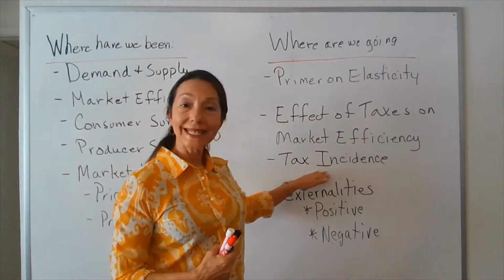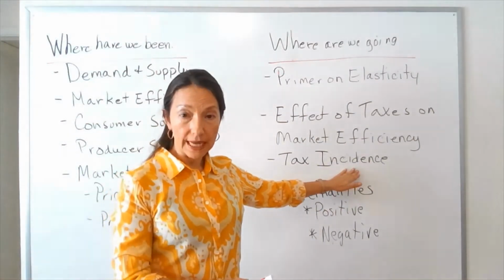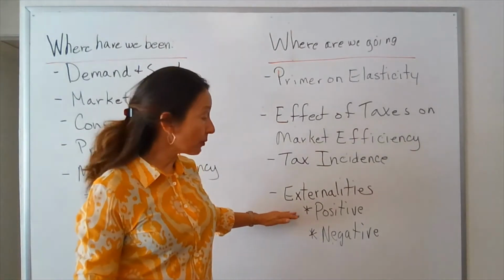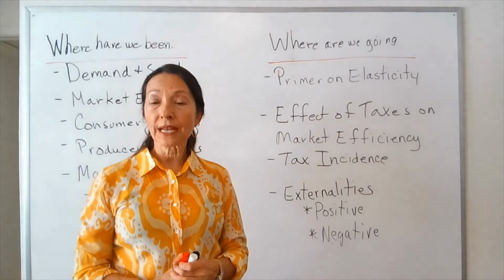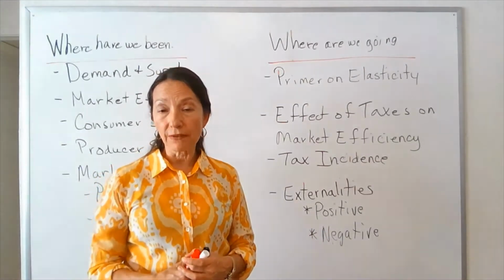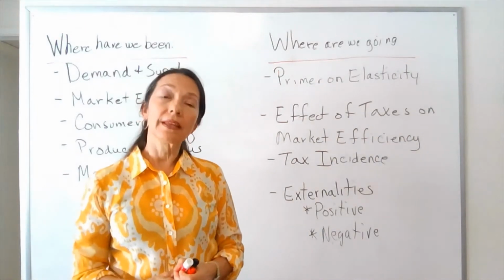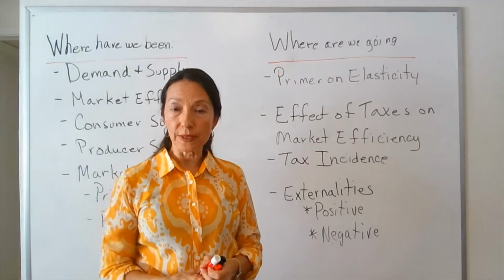to talk about tax incidence. Tax incidence means who pays the tax. And then we're going to talk about externalities, both positive and negative externalities. So externalities are positive benefits or costs associated with certain activities that may not be captured in the actual demand or the supply curve.